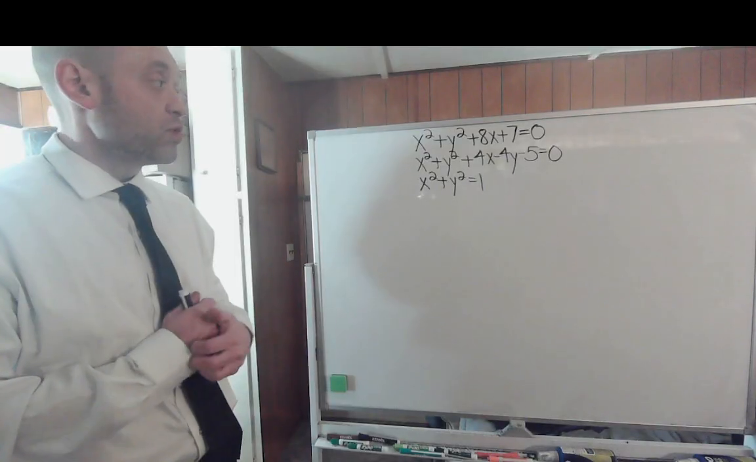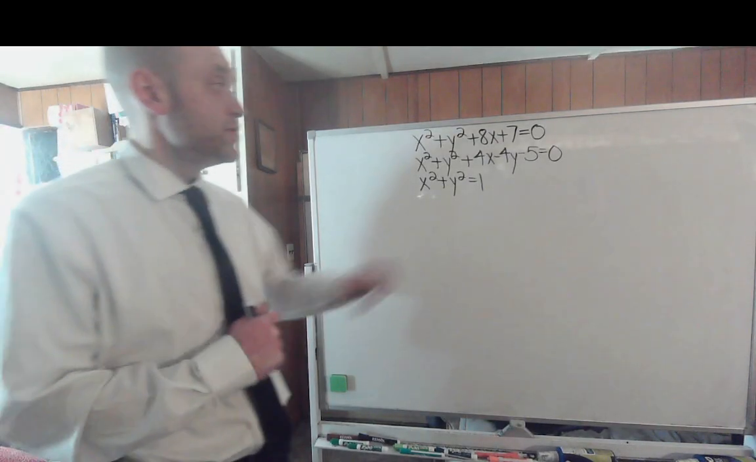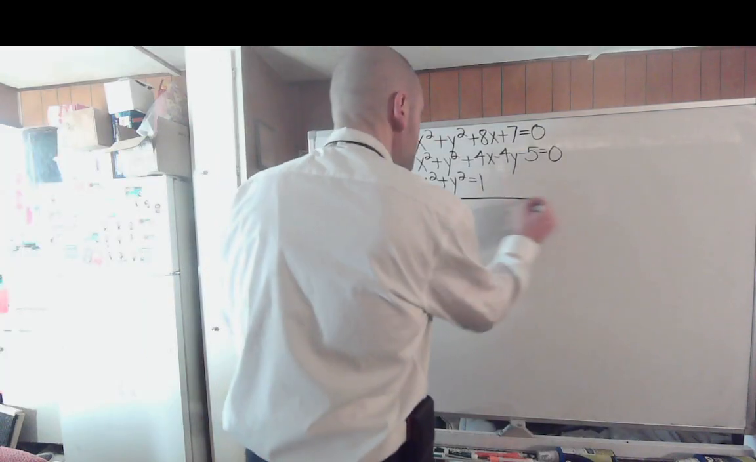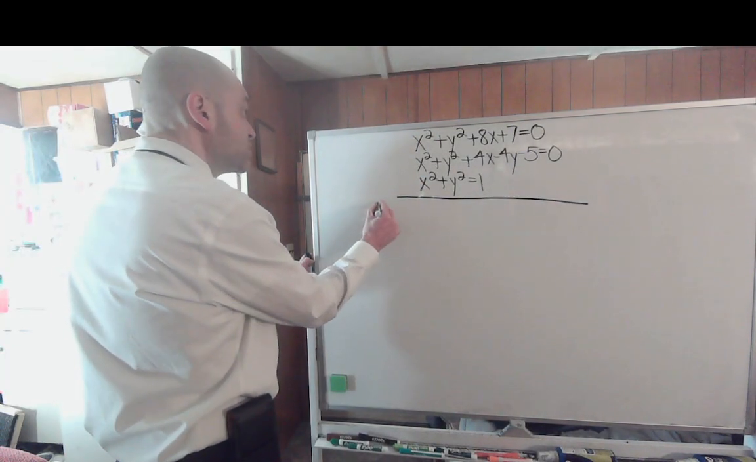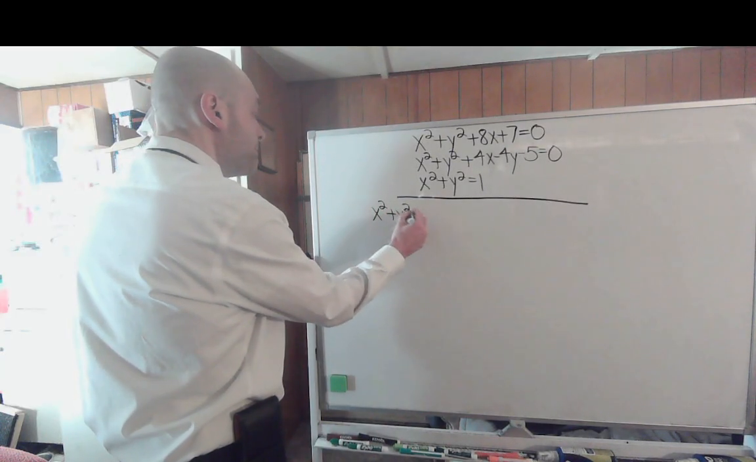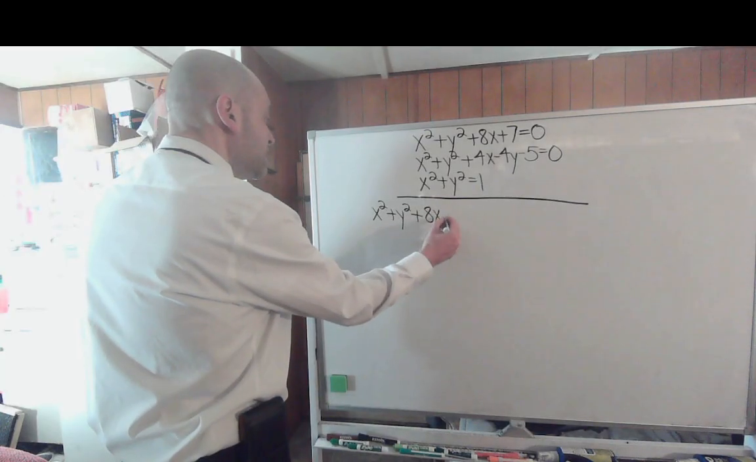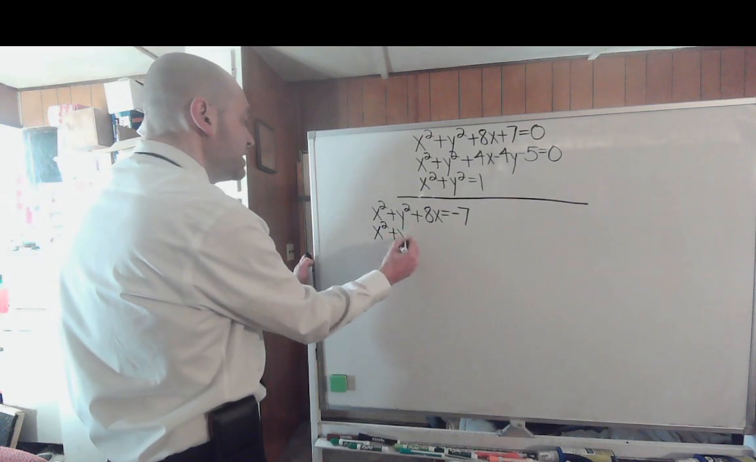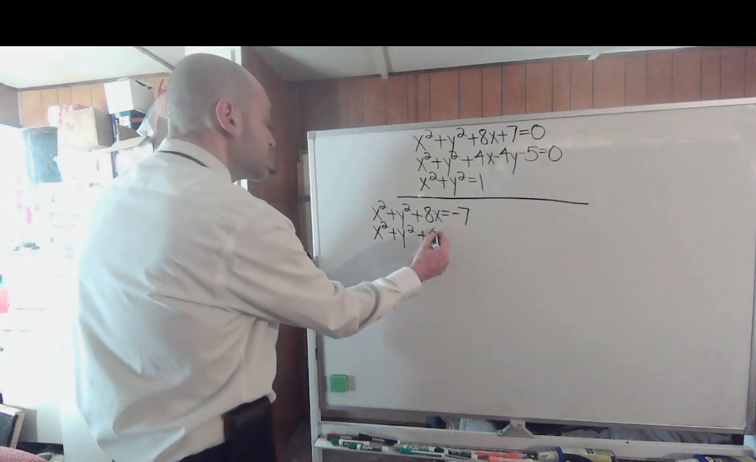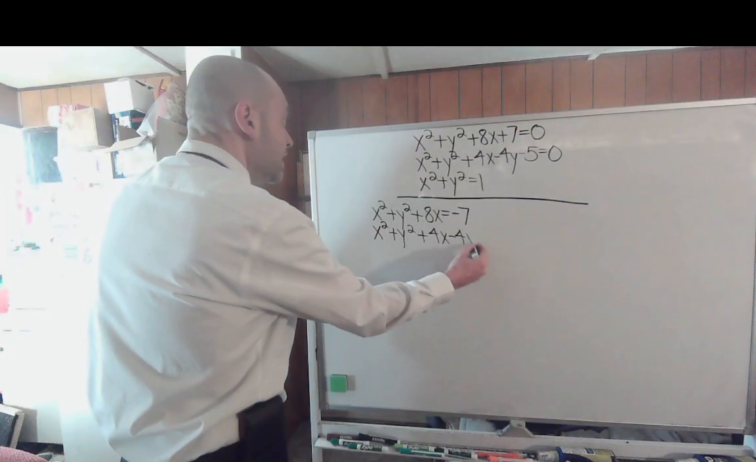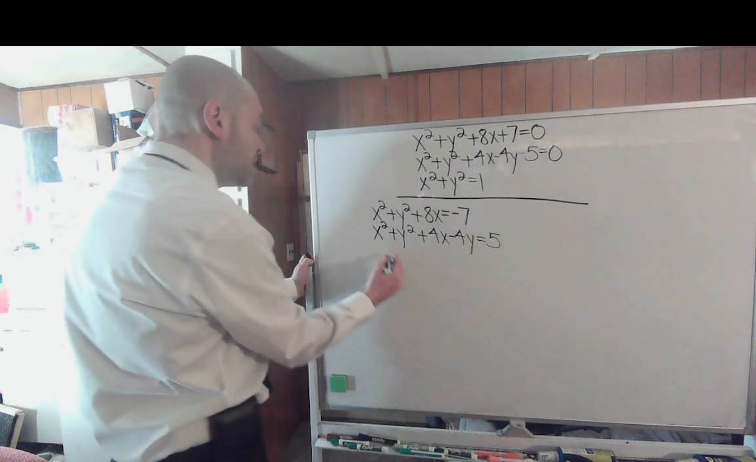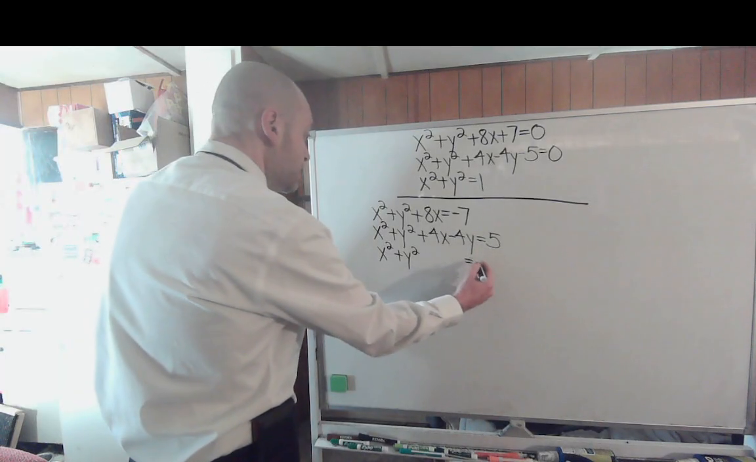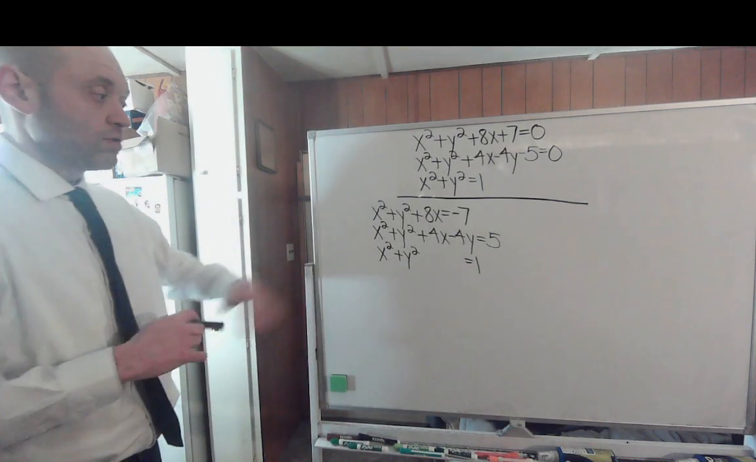What I would do before we do any type of elimination, move your constant terms out of the left-hand side. So what does that look like? This is all going to turn into x squared plus y squared plus 8x equals negative 7. Then you'll have x squared plus y squared plus 4x minus 4y equals 5. Then you'll have x squared plus y squared equals 1. So that's something much easier to work with.